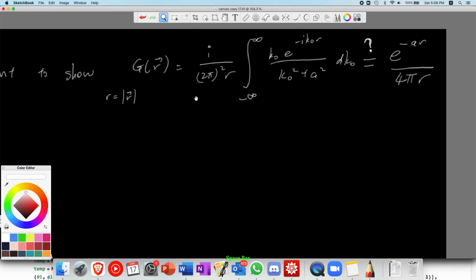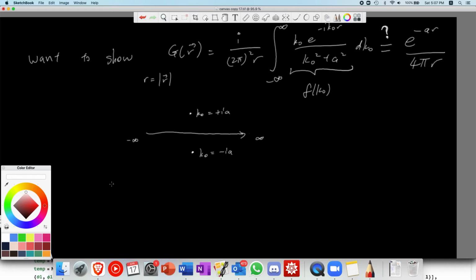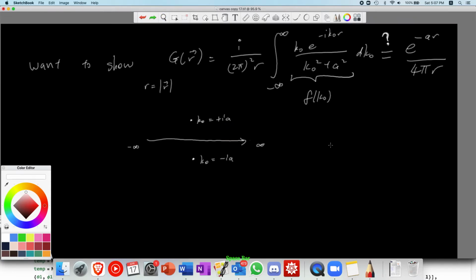Okay, so how do you show this? We can show this using contour integration. So what do you realize? Let's term this particular term f of k naught. Let's sketch the poles of f of k naught. The poles are the ones where the denominator equals 0, so we have k naught equals plus ia, and k naught equals minus ia. So when we integrate from minus infinity to infinity, we have these two poles, and we can use them to advantage by closing the contour. So how do we evaluate the integral? The first thing we see is that the numerator is e to the power of minus I k naught r. That hints at us that we should use Jordan's lemma.